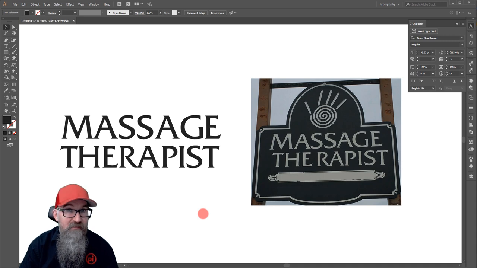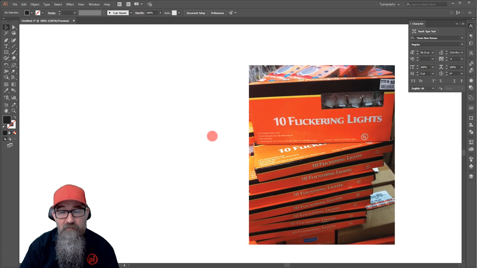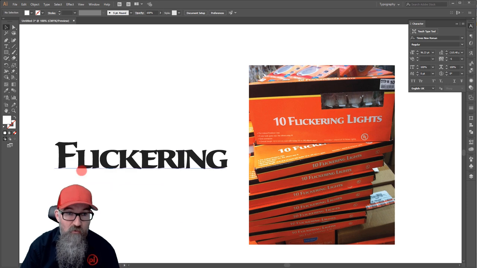Now let's have a look at another example, but using tracking this time. So this should say 10 flickering lights. But due to the tracking of the word, bringing all of the letters closer together, the L and the I join up, forming a different letter to the I. It looks like a U. So we don't really want that in here. So let's take a look at that. So here we have the word flickering, and you can see here how the L and the I join together, forming an entirely different letter, which really gives a different meaning to this word altogether.